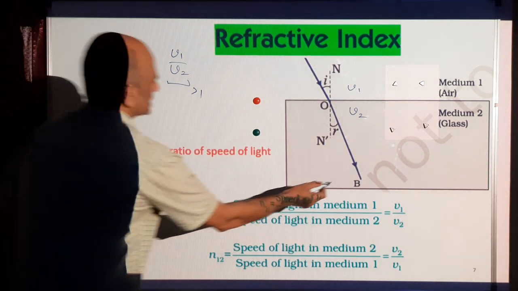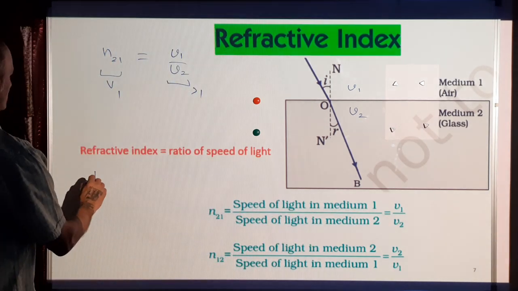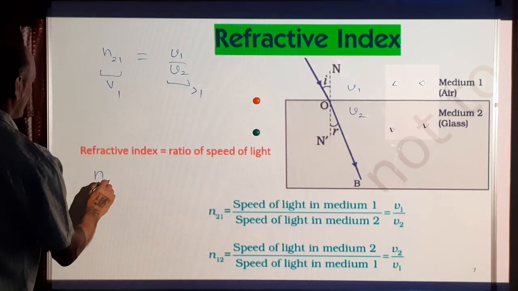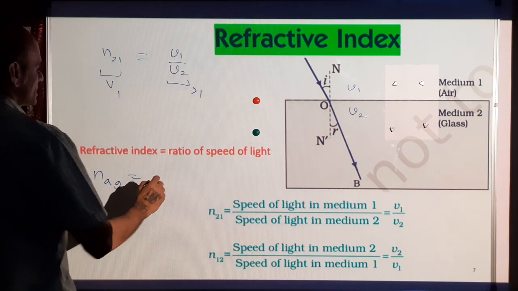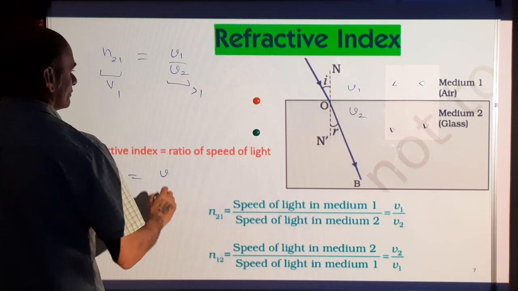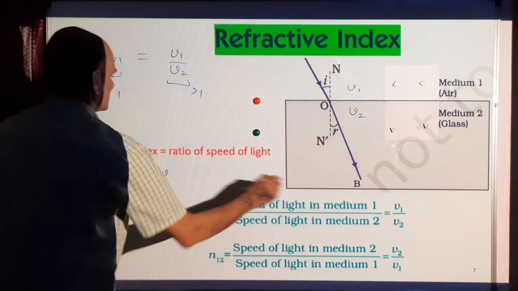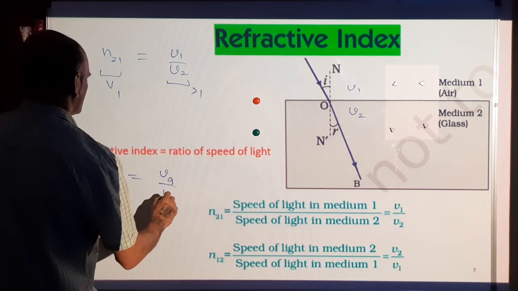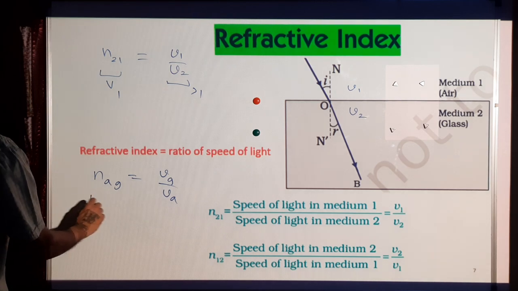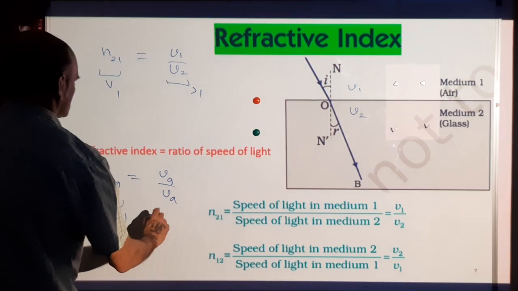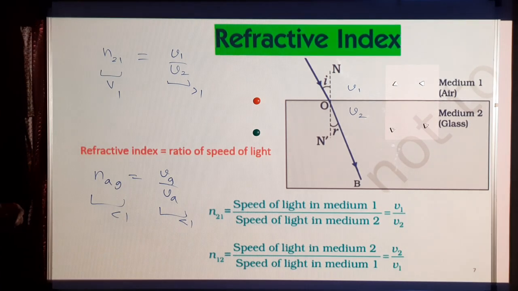And also when light comes out here, the refractive index of the air with respect to glass, this will be less than 1. So this is the ratio of the velocity in the glass by the velocity in air. This is less than 1, this is also less than 1.